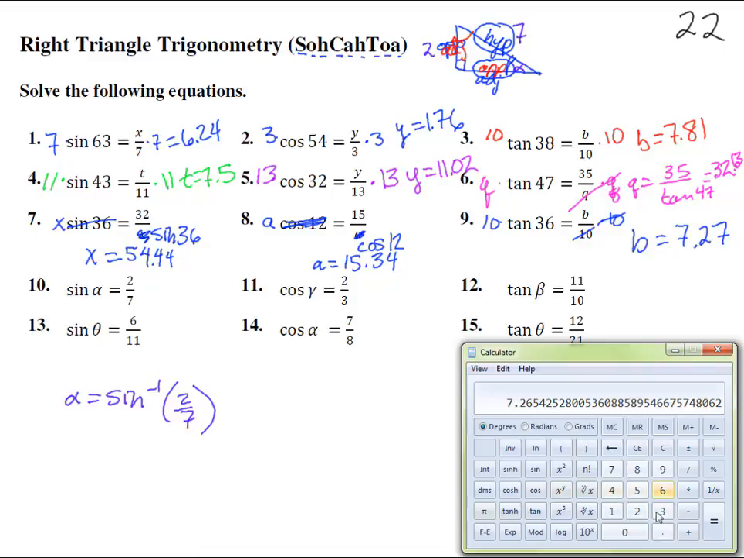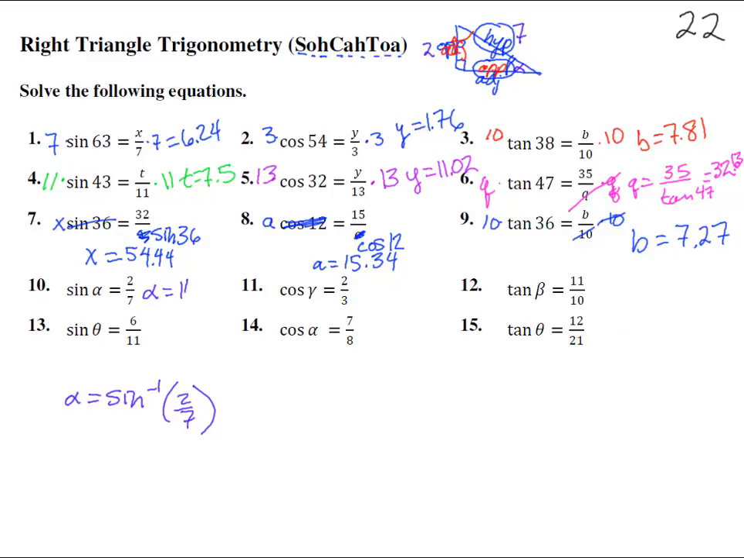So let's go back. We're going to take 2 divided by 7. There's the number. And then we do inverse sine, and we get 16.6. So alpha is going to be 16.6 degrees. That's kind of interesting. If you have a triangle like this with a 2 there and a 7 there in a right angle, the opposite over the adjacent is 2 over 7. Here's alpha right there. It tells you exactly that it's a 16.6 degree angle.